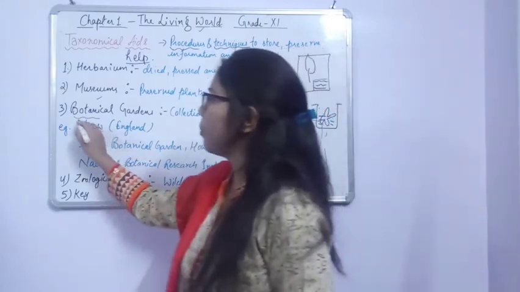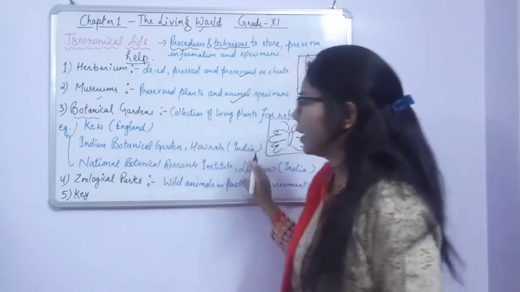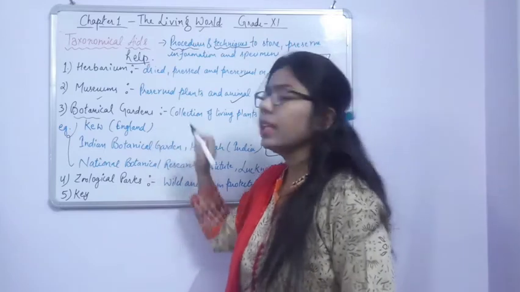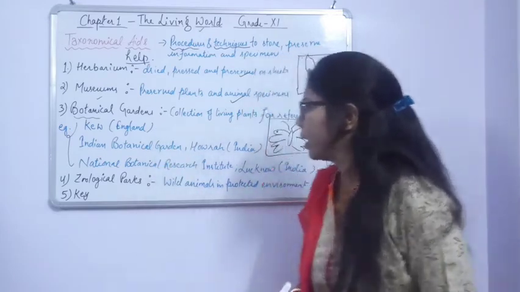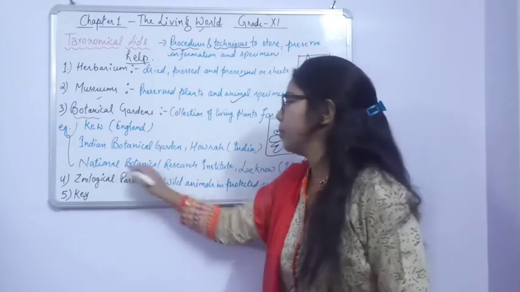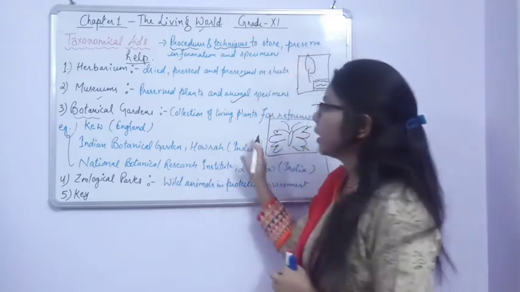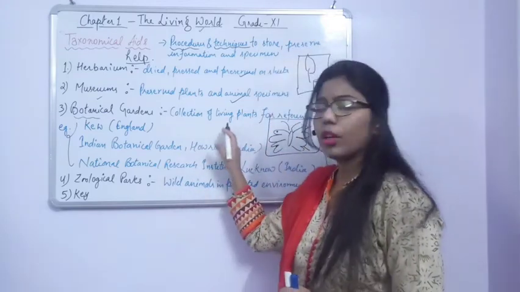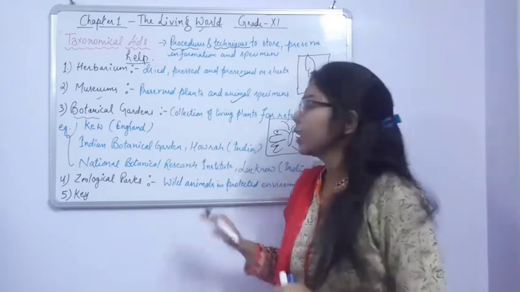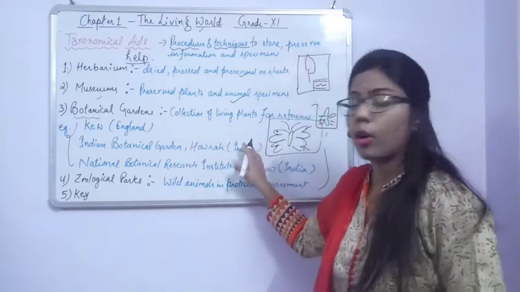So here there are some examples which are very important. Okay, memorize it. What are the different botanical gardens? Kew is one of the botanical gardens, which is present in England. Another one is the Indian Botanical Garden, which is situated in Howrah, India. And NBRI, National Botanical Research Institute in Lucknow. So these are the botanical gardens. Here we are keeping all these things in a living form. We are not killing them or taking dead organisms.